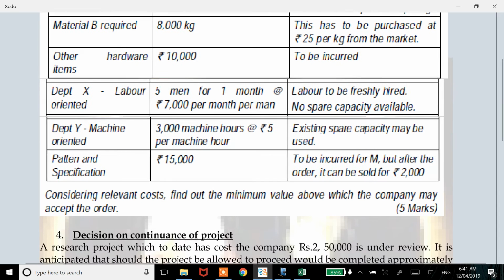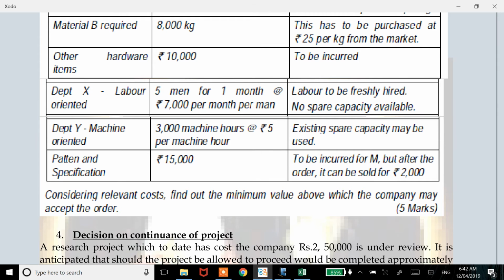Department Y. They are saying existing spare capacity may be used. This is machine, not even labor. So you cannot terminate; there's no concept of termination of a manufacturing capacity. If I take up this project, I will use 3000 machine hours. If I don't take up the project, the machine will remain idle. Net, I'm not going to incur anything.